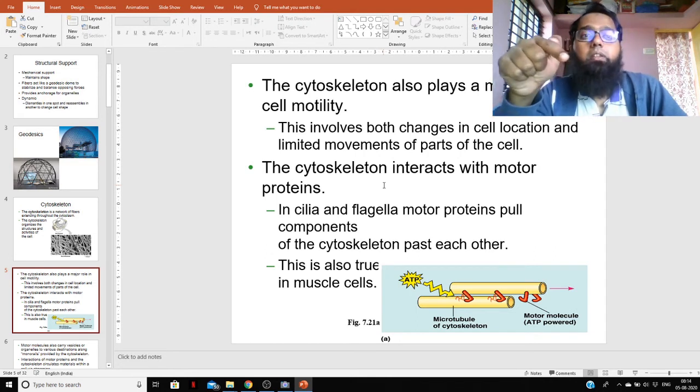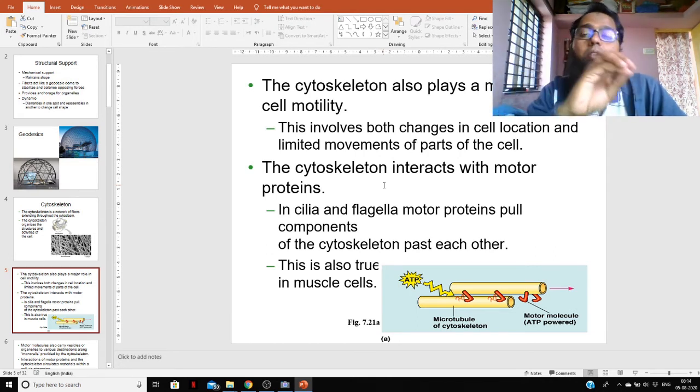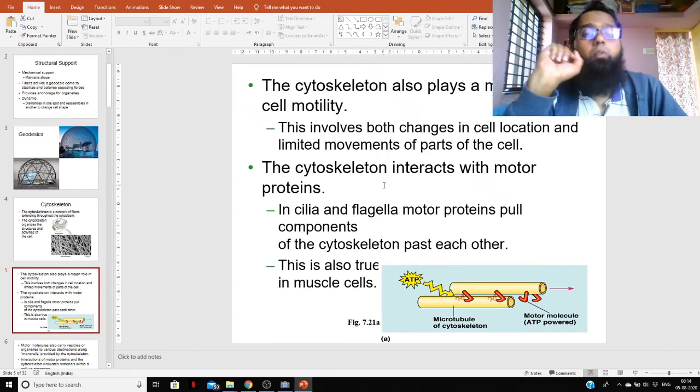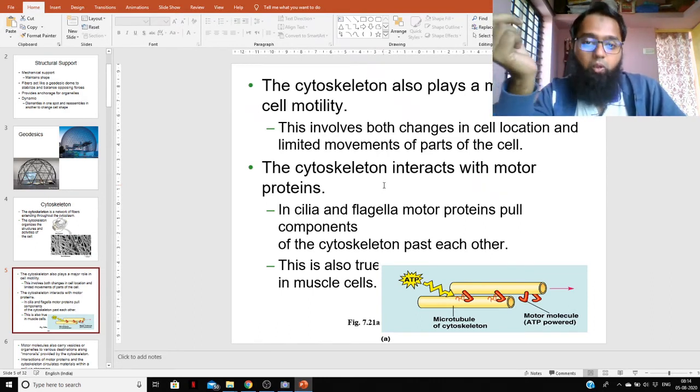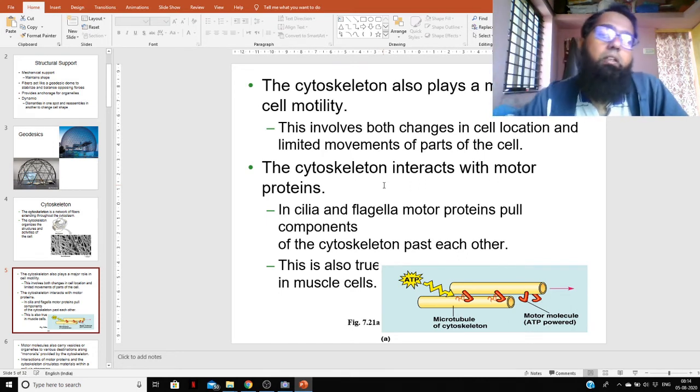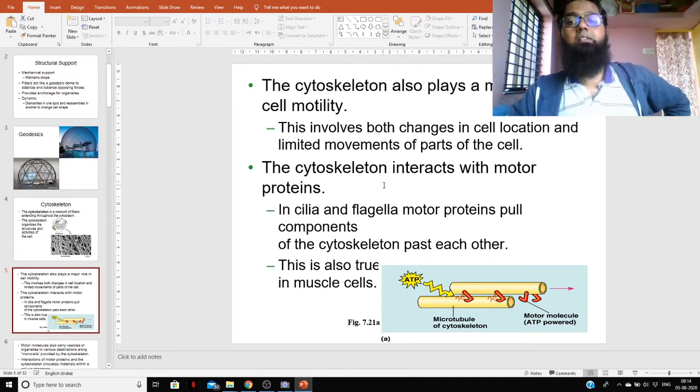There are different movements which are happening inside the cell. That means the transportation of materials from one part of the cell to another part of the cell. These things are happening with the help of the cytoskeleton. Now how? That we'll learn a bit later. Now the next point mentioned in the slide: this involves both changes in cell location and limited movements of the part of the cell.